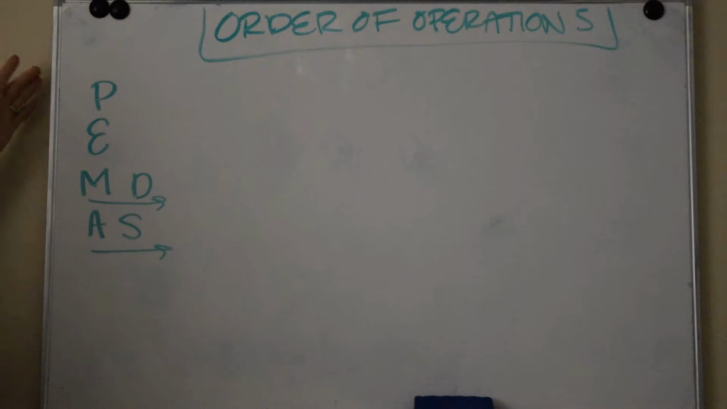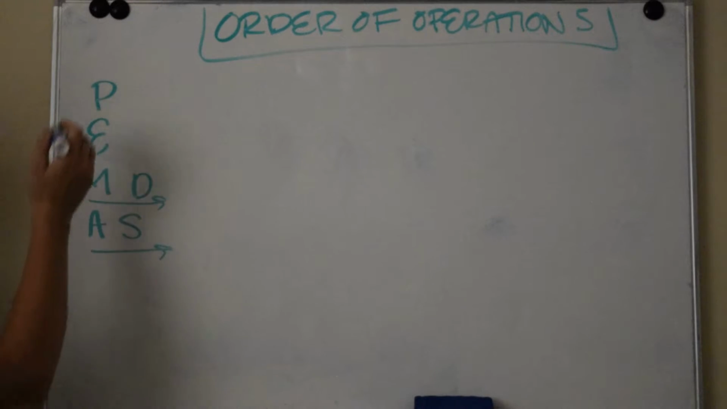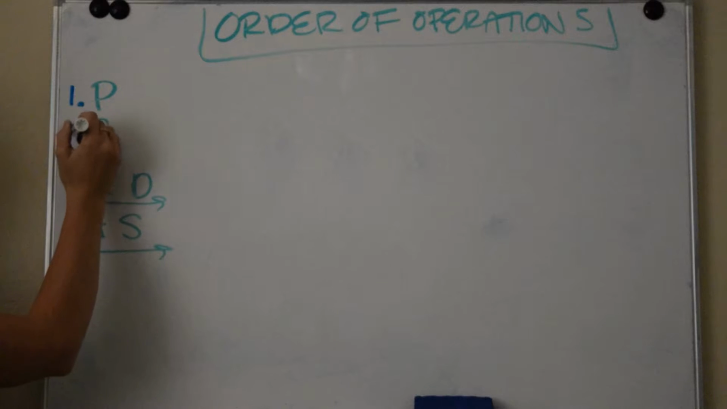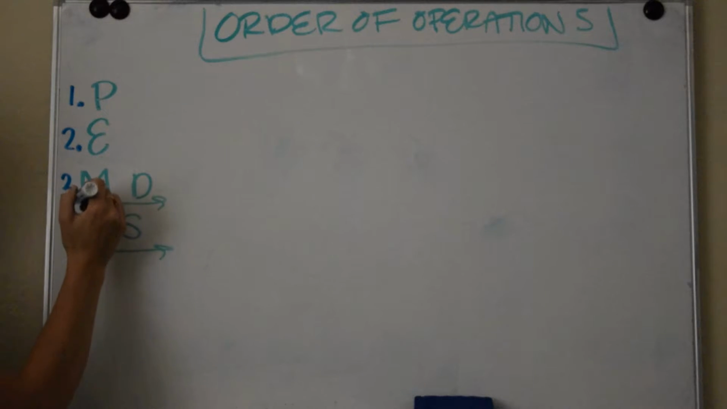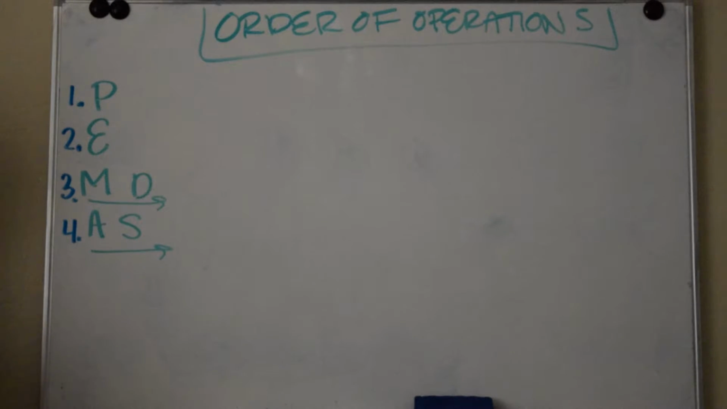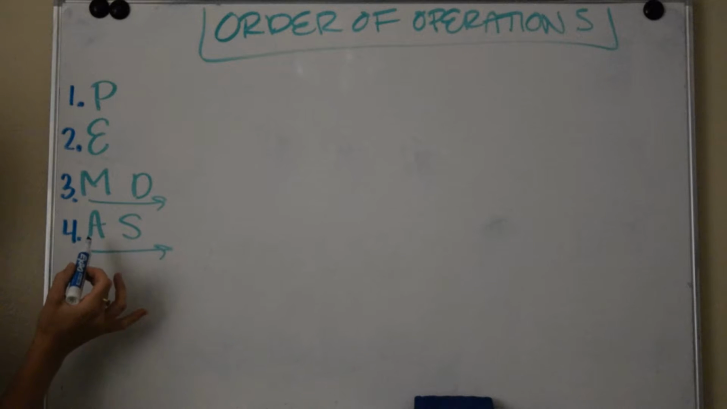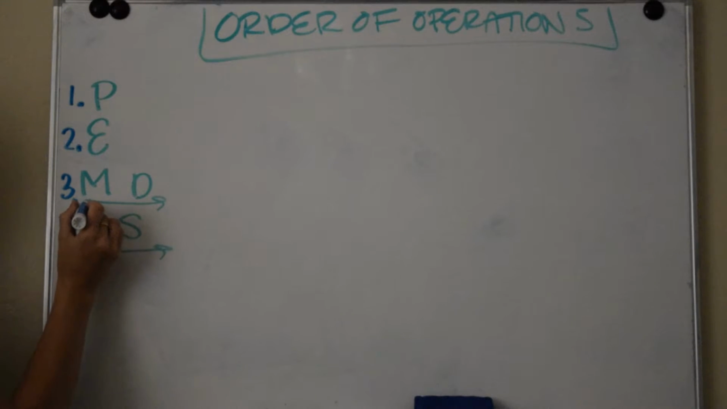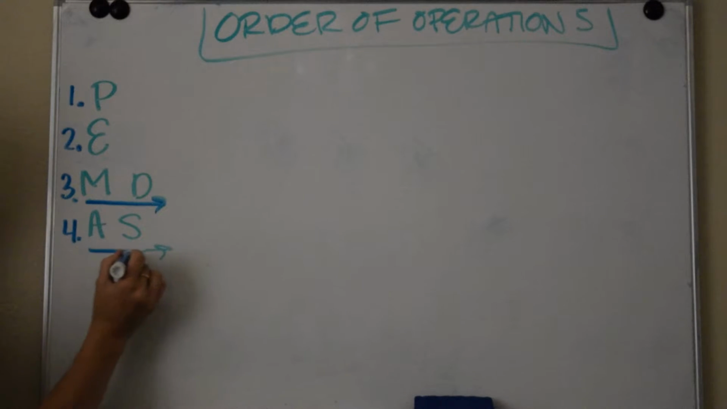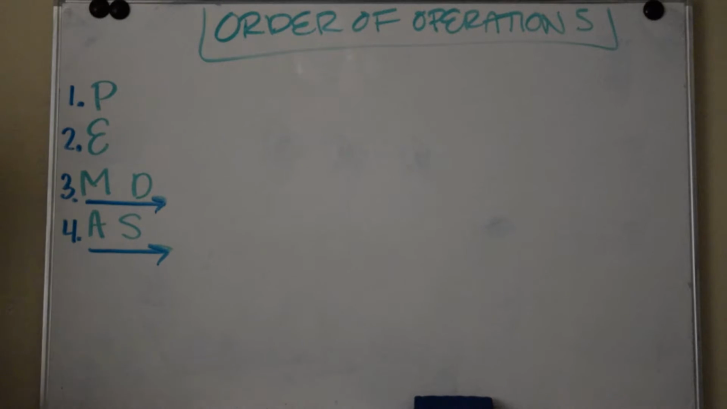I write it like this for a reason. I'm going to go through each one. You always solve in this order: 1, 2, 3, 4. Notice that multiplication and division are right next to each other with an arrow pointing to the right. I'm going to show you what that means in just a sec.